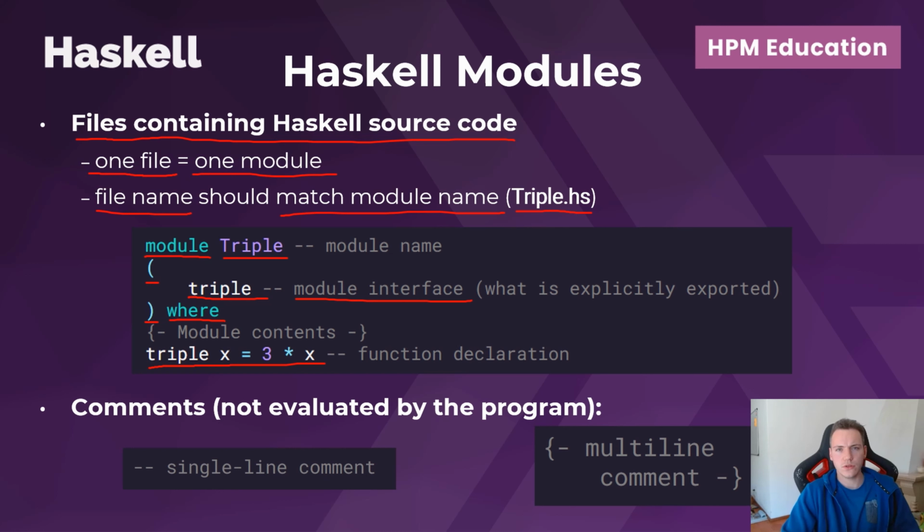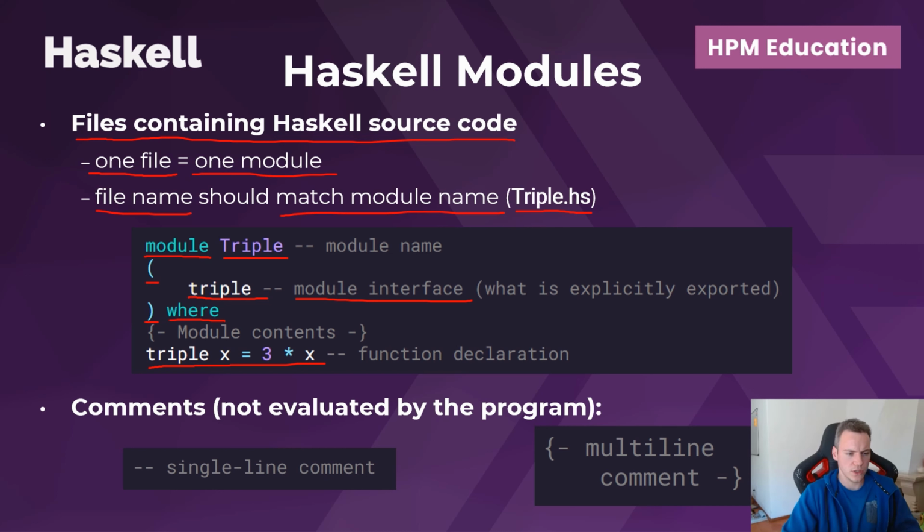We could also omit the module interface completely and just use module triple where and then our source code, in which case everything from the module will be exported by default. But if a module interface is present, and most commonly it is, then only the things that are inside the interface are actually being exported by the module.